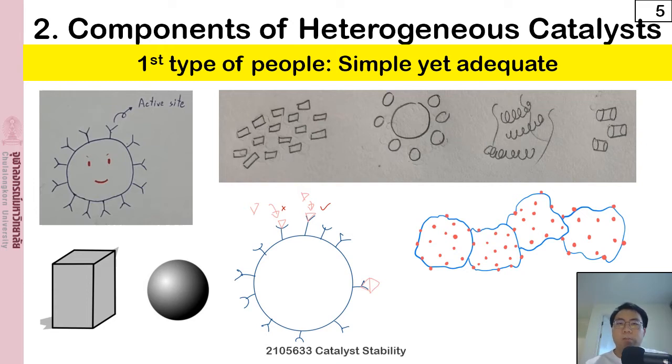Then on your right, you will see that there are many forms of catalyst that this guy or girl presents. The first one looks like an extrudate, and then the spherical, and then we have the cylindrical shape. This one is also found in the industrial catalyst in the packed bed. So although simple, still adequate. Then you will see another coronavirus style drawing, but still they have the active site and also the reactants.